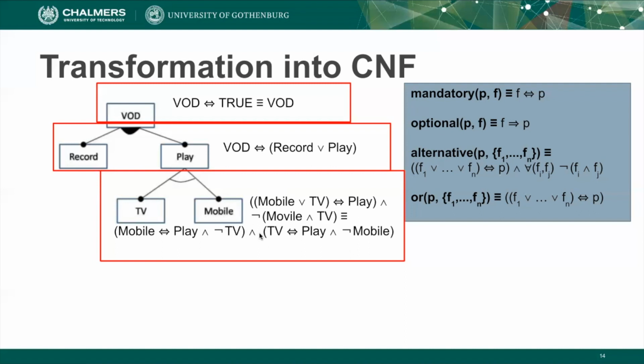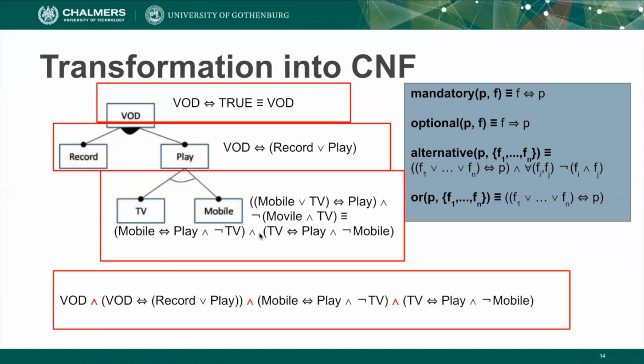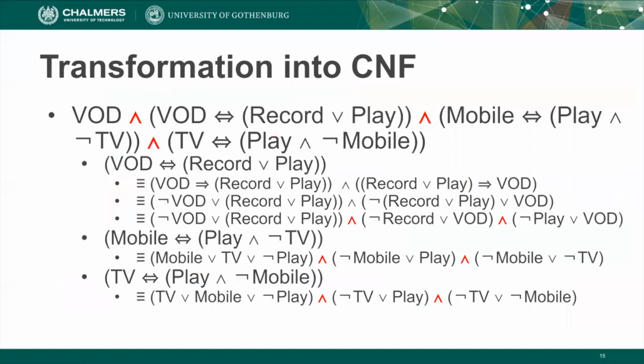Okay, now to form our complete formula, we then AND these different clauses together. VOD is equivalent to record or play, and mobile is equivalent to play and not TV, and TV is equivalent to play and not mobile. Now, this is not quite conjunctive normal form yet, but it gets us closer. This is our basic formula, right?